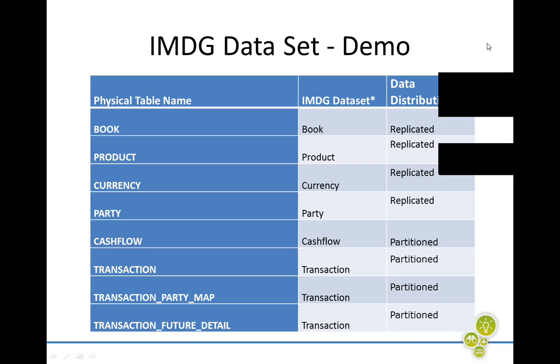Then we have also covered various data distribution strategies: what data needs to be replicated, and what data needs to be partitioned. That depends on your business needs. Most of our static data is replicated and most of our transactional data is partitioned.